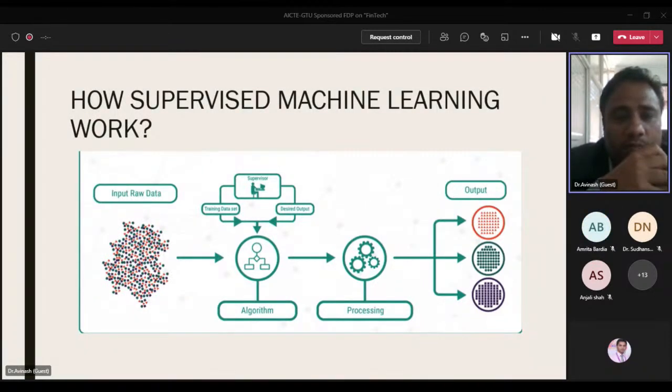So this input raw data we first have to convert into a structured form, because if the structured data is not there, then training of that particular model, whichever algorithm or software you have developed, will not be possible. So everywhere what is important is the data, the data used for training the model.